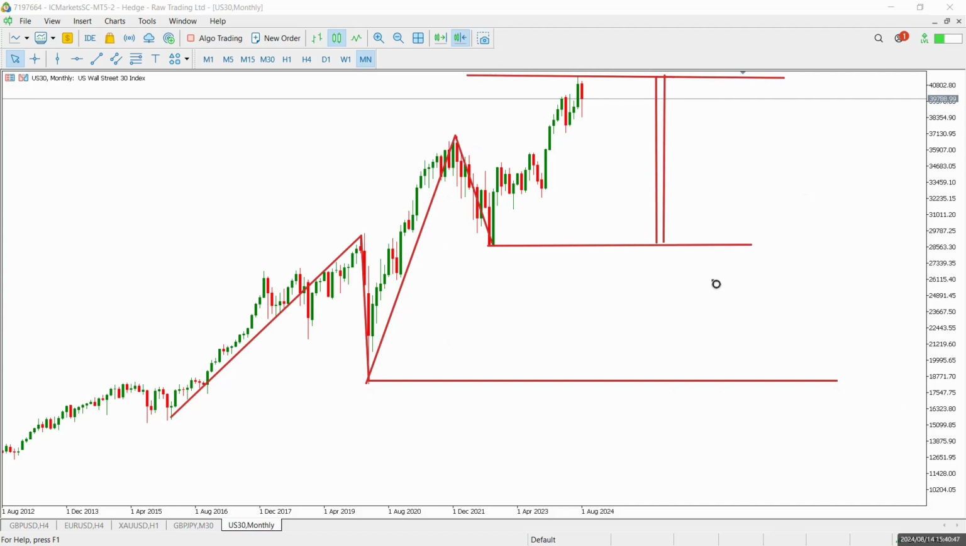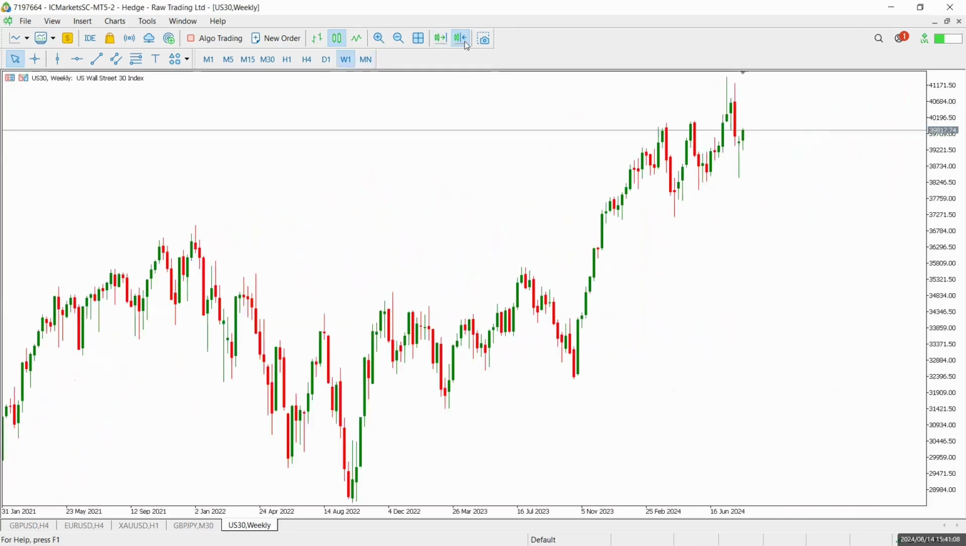But before we go on to the weekly time frame, what the monthly has shown us is that price is clearly bullish. As we can see, price is in clear bullish coordination of higher highs and higher lows. So we're going to take this window to the weekly time frame to look for a trade entry opportunity within the confines of smaller fractals.